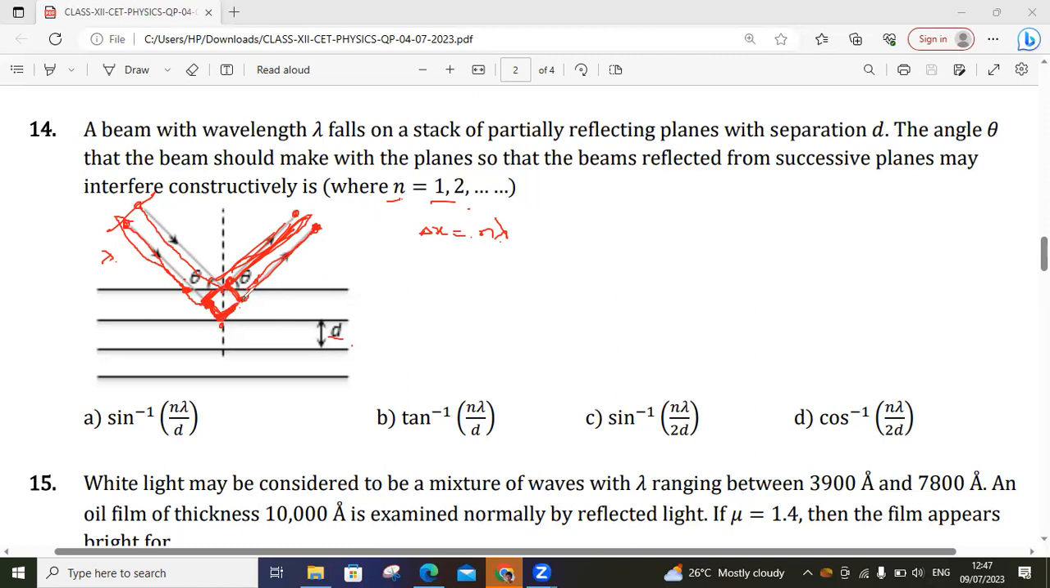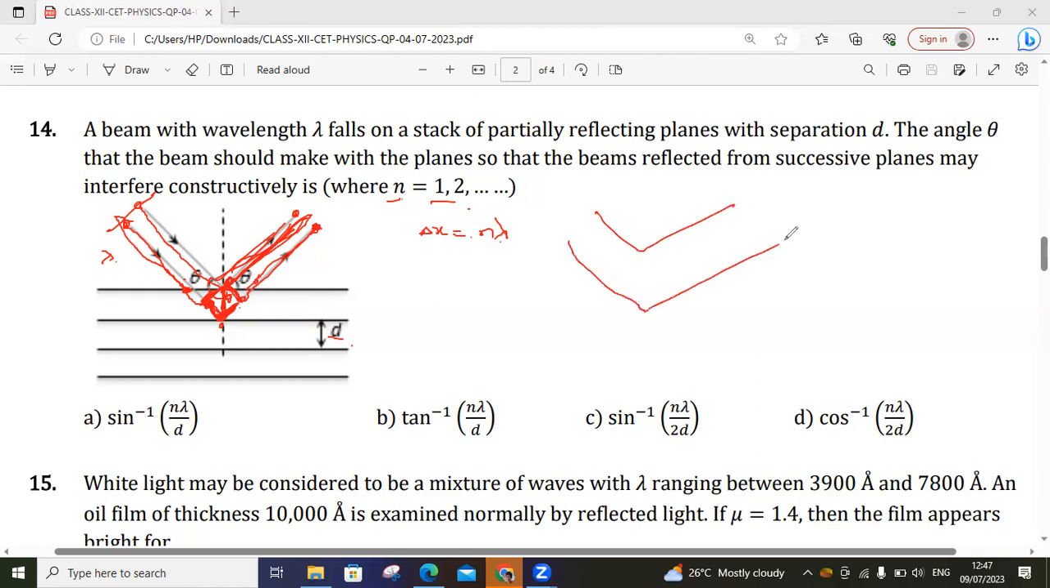And how much is this? So this is d, right? This is theta, then this is theta, then this will be 90 minus theta, then this will be theta. So this will be theta. You see? Sorry.